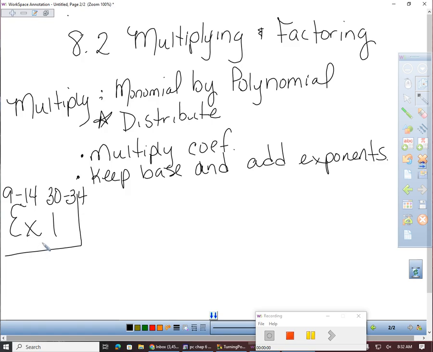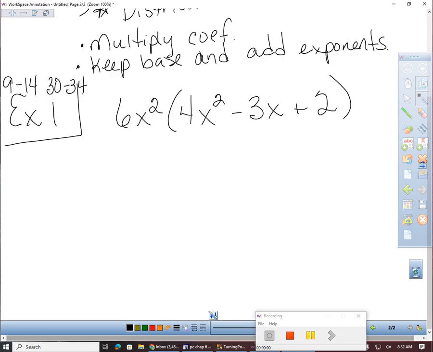All right. So maybe we have something like this. 6x squared times 4x squared minus 3x plus 2. So start off easy. You have a monomial in front of a parenthesis, which means we have to distribute. So 6x squared times 4x squared. We multiply our coefficients, we keep our base, and we add our exponents.